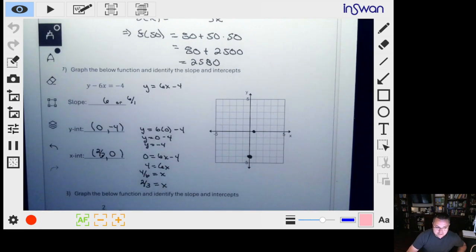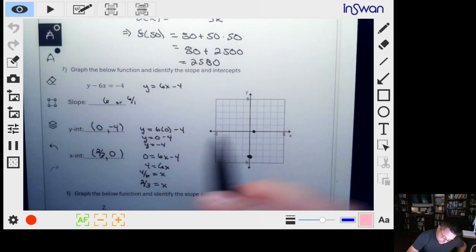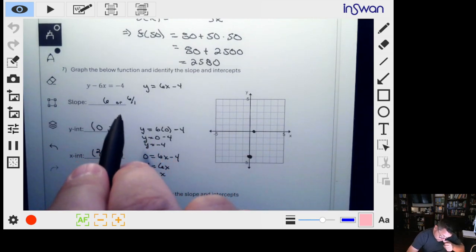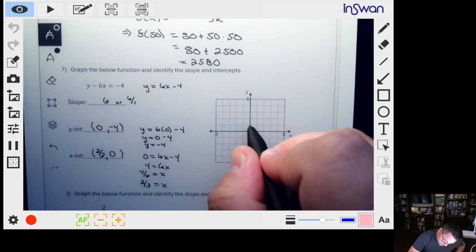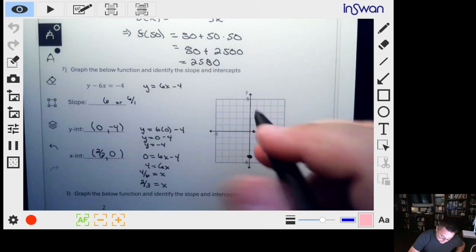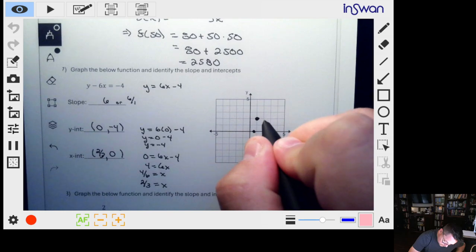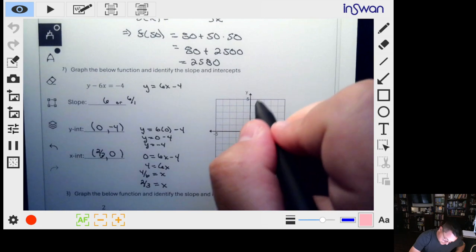It's probably easiest just to use the slope to go from this point to another point. So the slope is 6 or 6 over 1. It's rise over run, so I'm going to go up 6. So 1, 2, 3, 4, 1, 2, 3, 4, 5, 6. So I'm at a height of 2 now. That makes sense. And then over 1. Like that. And so you can tell that these are all in a nice line.